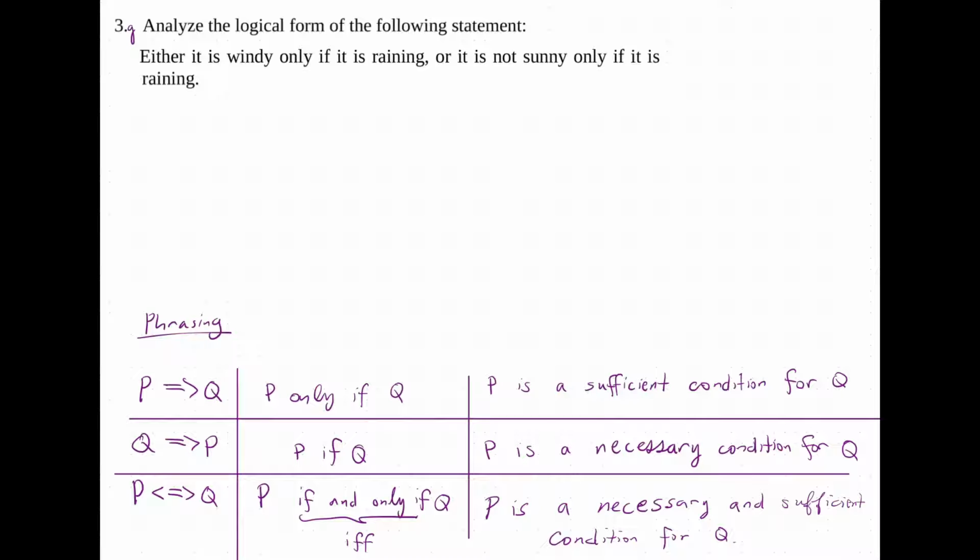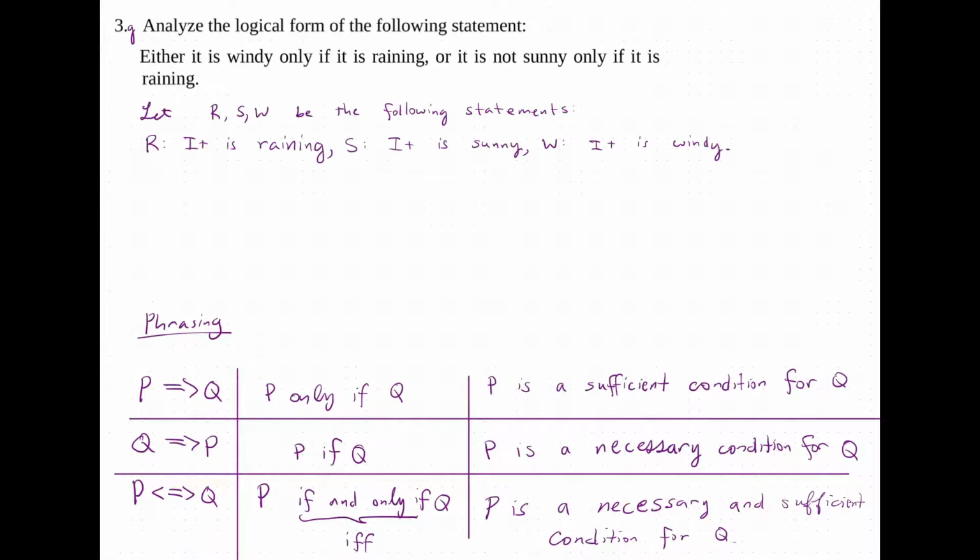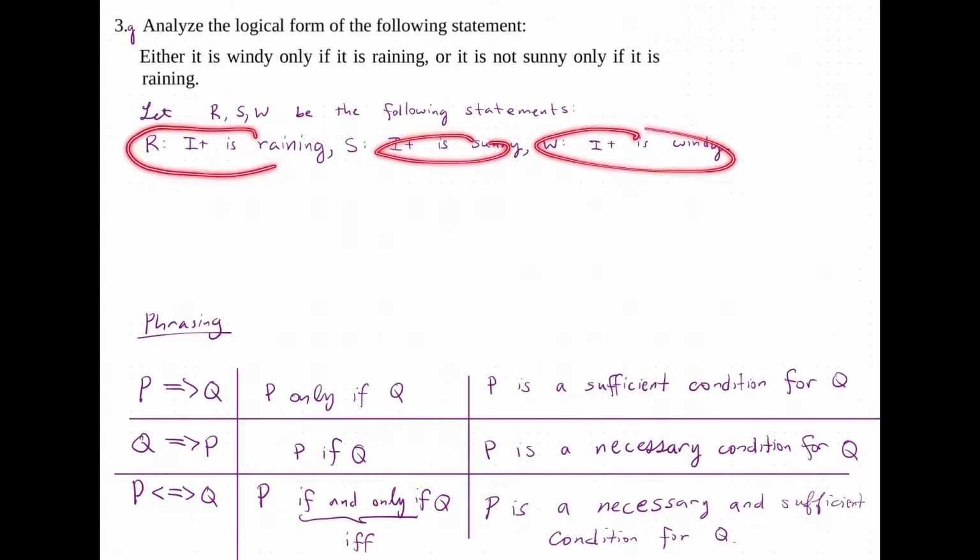So now let's analyze the logical form of the statement either it is windy if it is raining, or it is not sunny only if it is raining. And to do so, let's let W be it is windy, R it is raining, and S it is sunny. So here we have it. R is it is raining, S it is sunny, W it is windy.